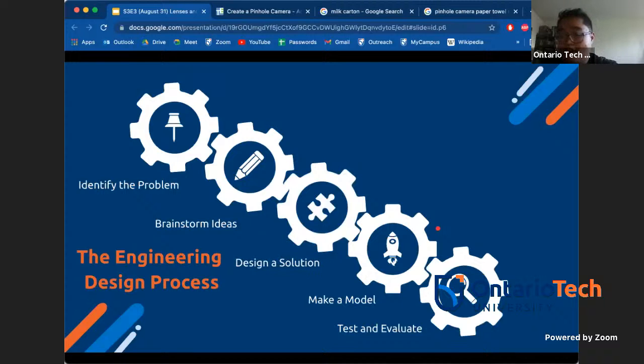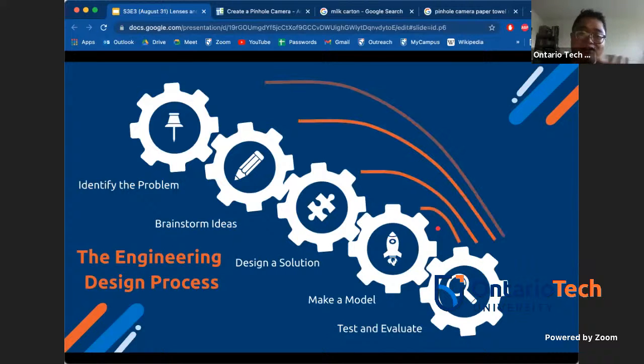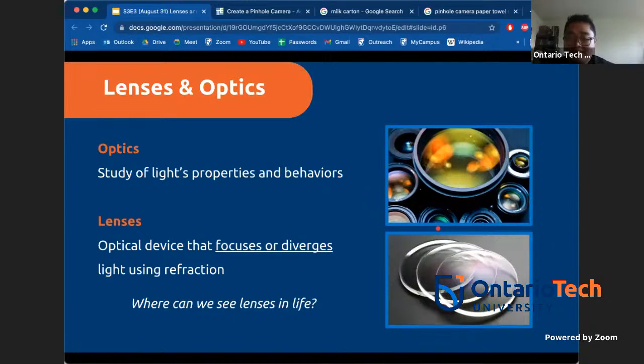And we don't just stop here in this cycle. Once we do test and evaluate, we go back to either the previous step, the step before that, or even just the beginning. The engineering design process is very iterative, and we want to go back to the steps as many times as possible until we are confident that our product will work to meet the problem.